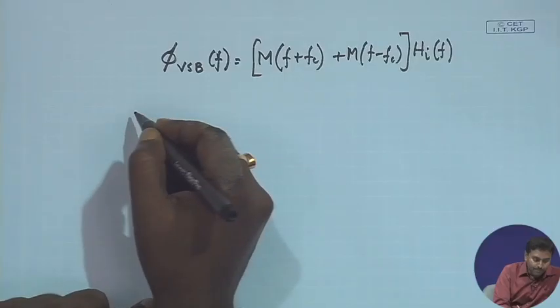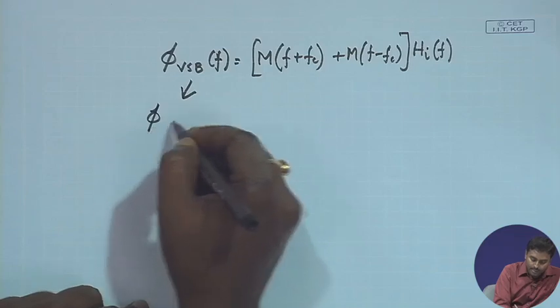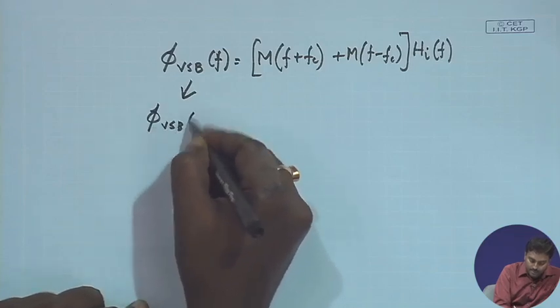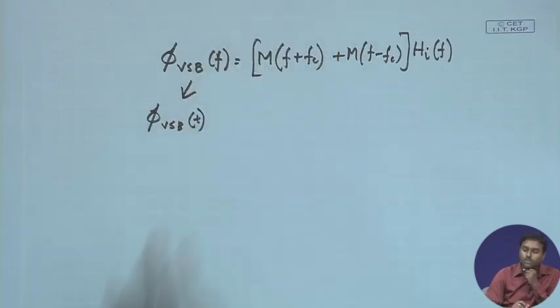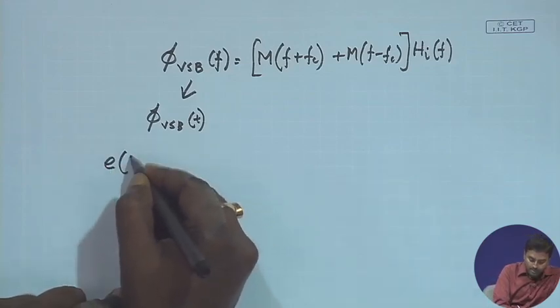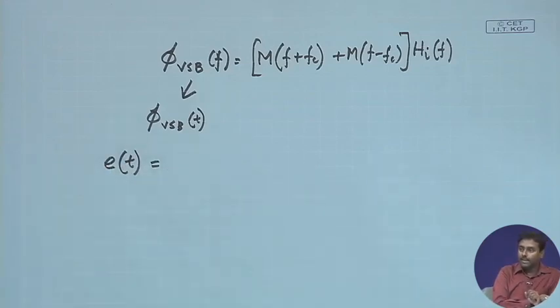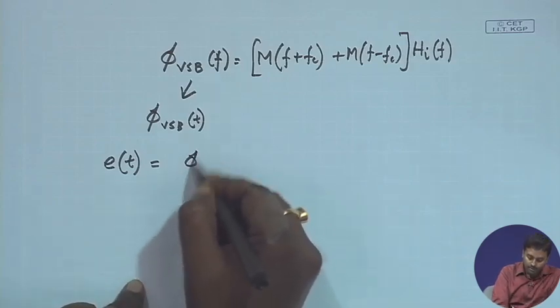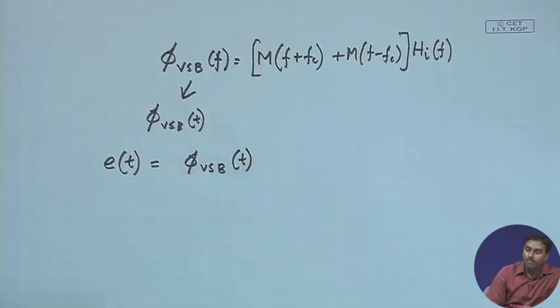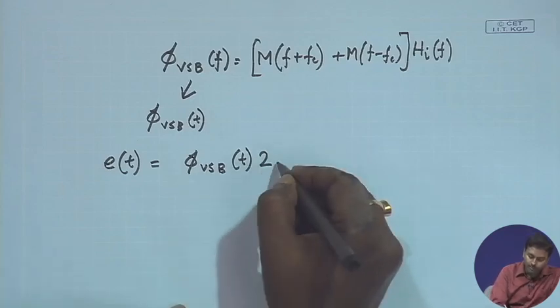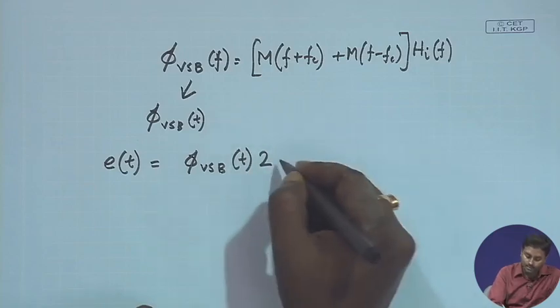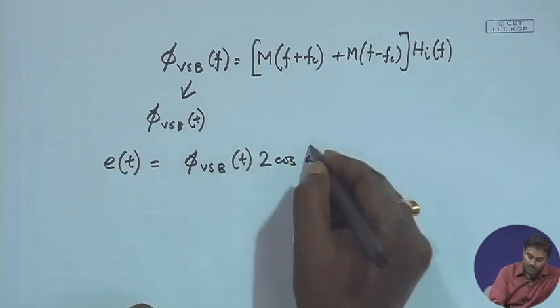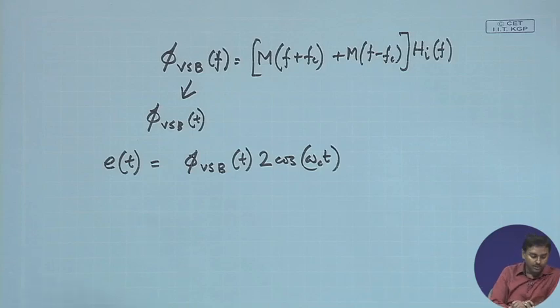So, suppose corresponding to this signal I have phi VSB(t). It is just the inverse Fourier transform of this, whatever this is, right now I am not bothered about it. My detection or demodulation will be: after multiplication I will get e(t), which should be phi VSB(t) multiplied by a cosinusoid. I am deliberately putting an amplitude of 2. That is just a constant, it does not matter. You will see that this 2 is required.